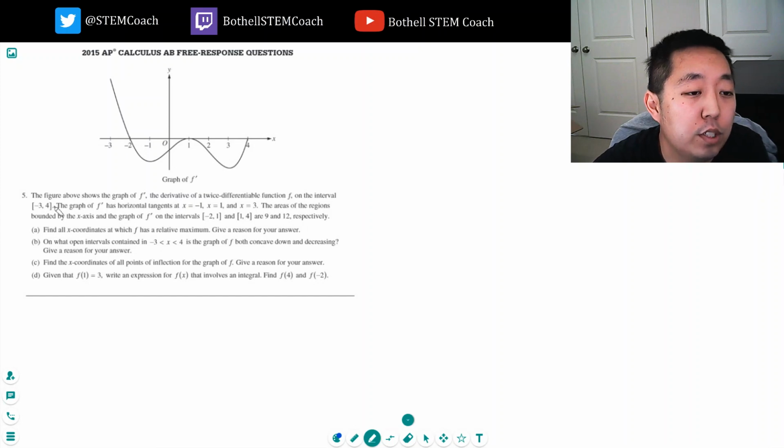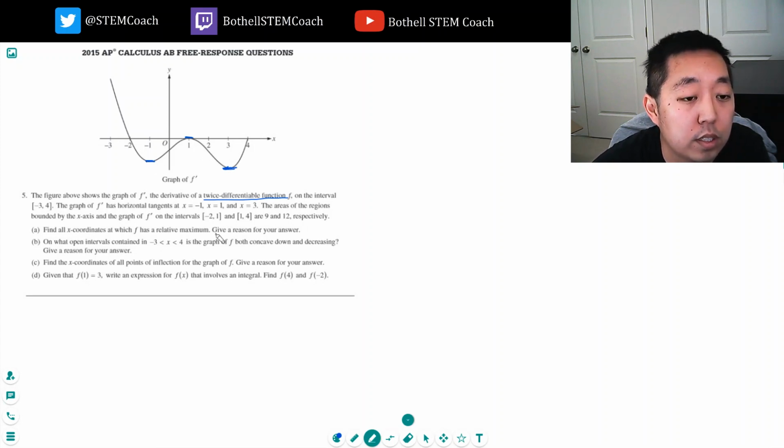The figure above shows the graph of f prime, the derivative of a twice differentiable function f, on the interval -3 to 4. So this is f prime, and I can take the derivative of this. There are probably a lot more derivatives I can take, but at least I know I can take 2 derivatives of f. The graph of f prime has horizontal tangents at x equals 1 and x equals 3. They're just being very explicit about where those occur.